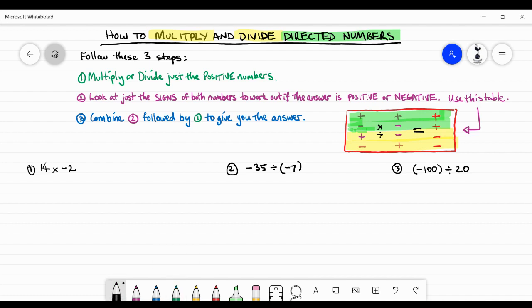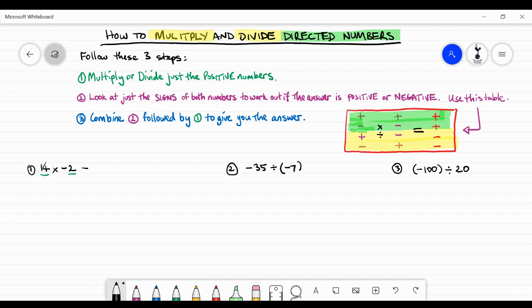Okay, so the first example, 14 times minus 2. So the first step says multiply or divide just the positive numbers in the problem. Okay, so what we need to do is look at this and look at what are the positive numbers in this. So we look at the 14 and the 2. Just ignore the negative 2.